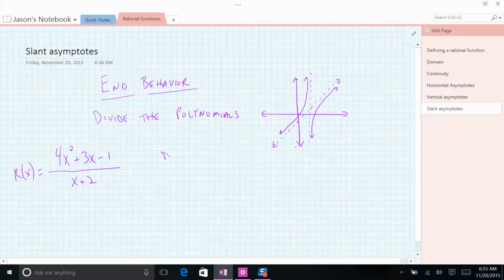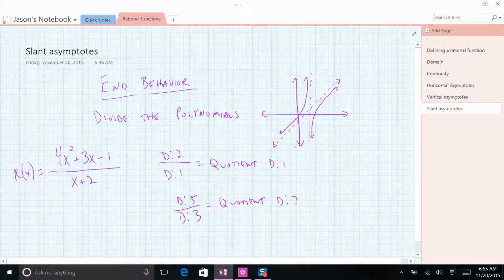Think about this. If you take a degree 2 polynomial and divide by a degree 1, as in this case, your quotient would be a degree 1 polynomial. If I had a degree 5 and divided by a degree 3, my quotient would be a degree 2 polynomial. And so in both these cases, these quotients will, if you were to graph those functions using a dotted line, represent the end behavior.